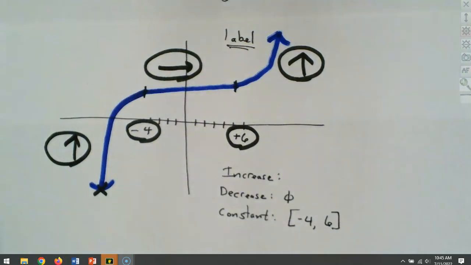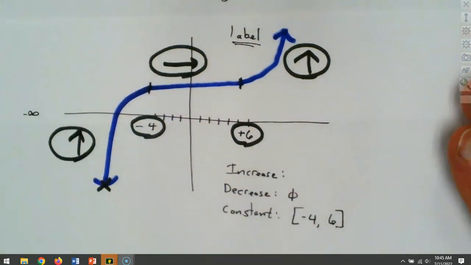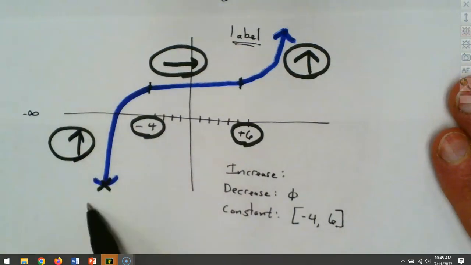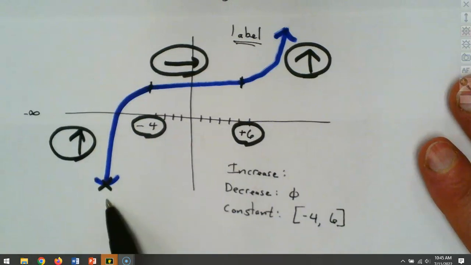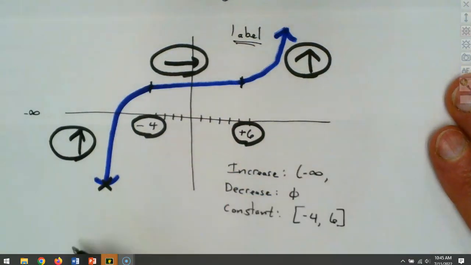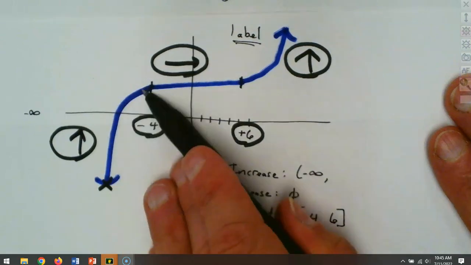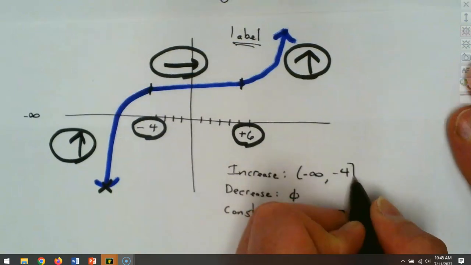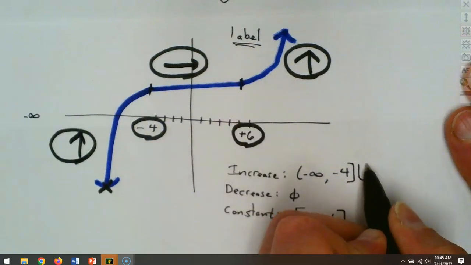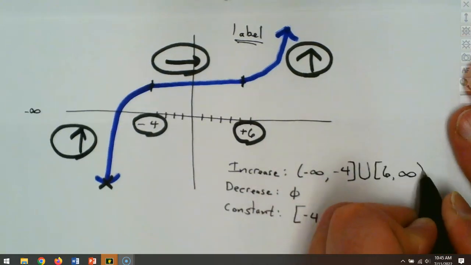Where does it increase from? We've got 2 parts here, so we'll start with the left-hand side. This graph is going down, so it goes actually way down here, right? So it actually increases from negative infinity, as we're doing the x-axis, and it's increasing all the way up from negative infinity, which is over here, and it stops at where? Negative 4. Then it goes constant, which is there, and then it starts increasing again at what? 6. And it goes on to positive infinity.